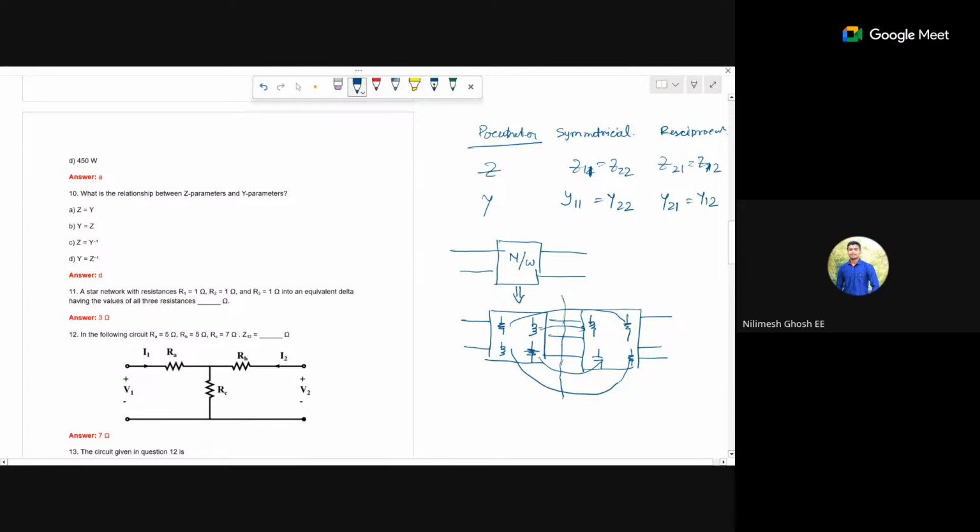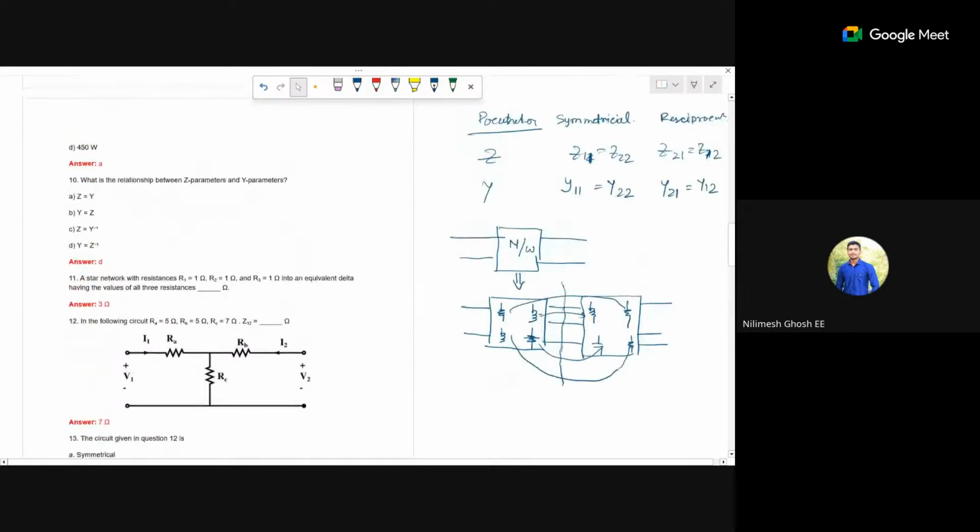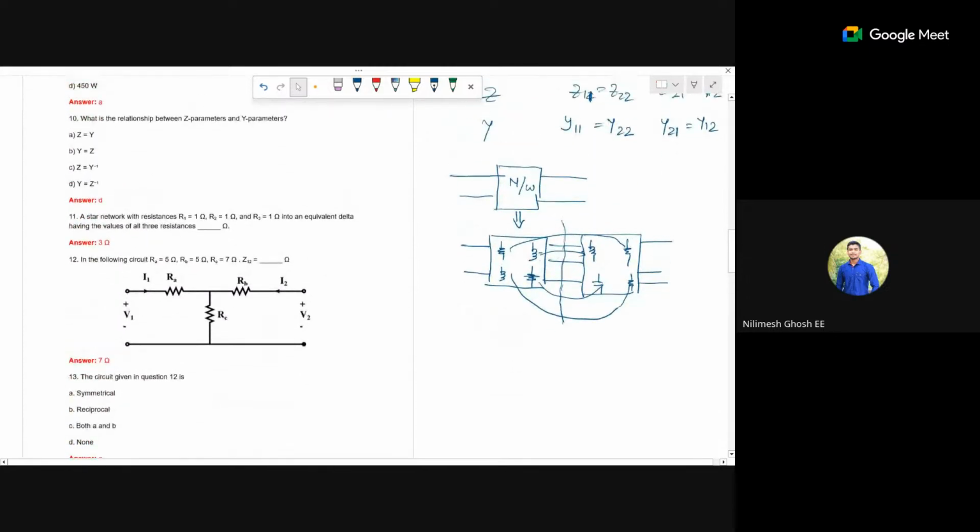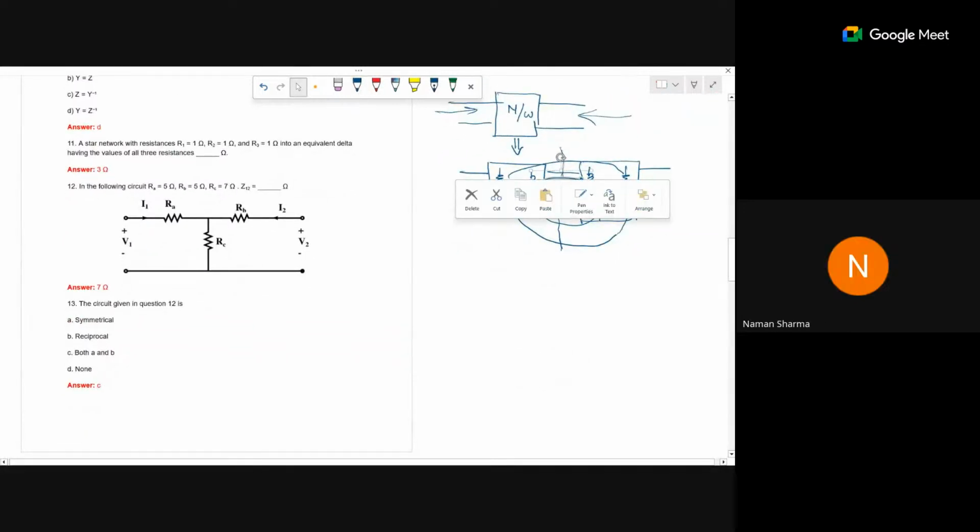And what is a reciprocal circuit? If you look from this side and from that side, and both sides are exactly similar, equivalent, then that circuit is called reciprocal. A circuit can have both symmetrical and reciprocal properties.